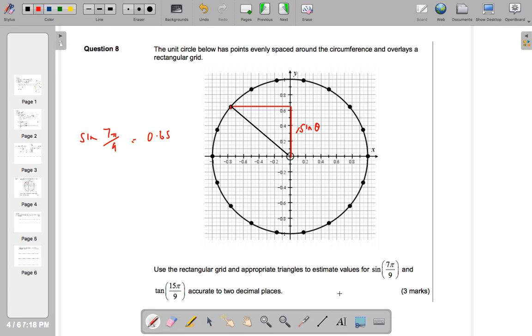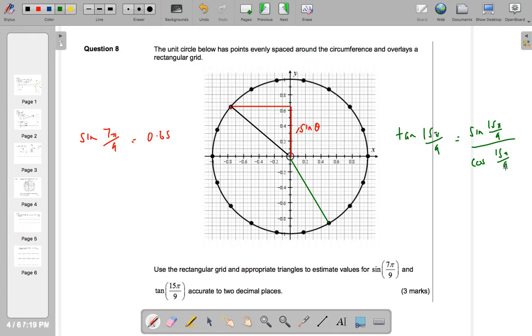On 9 is around there. Do this in green. So it's that one there. This time it wants tan 15 pi on 9. To get that, we're going to have to get two values, the sine of 15 pi on 9 and the cosine of 15 pi on 9, and then divide them. So let's look at that. Tan 15 pi on 9 equals sine 15 pi on 9 divided by cosine 15 pi on 9.